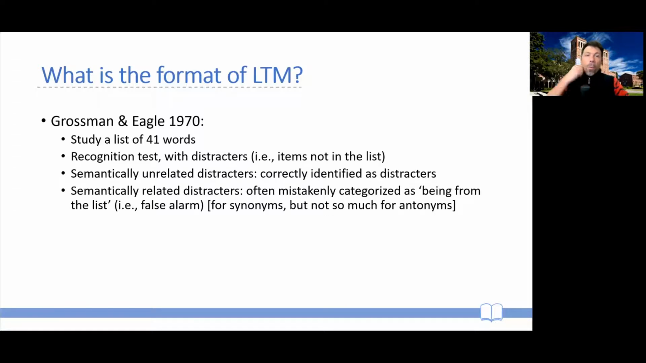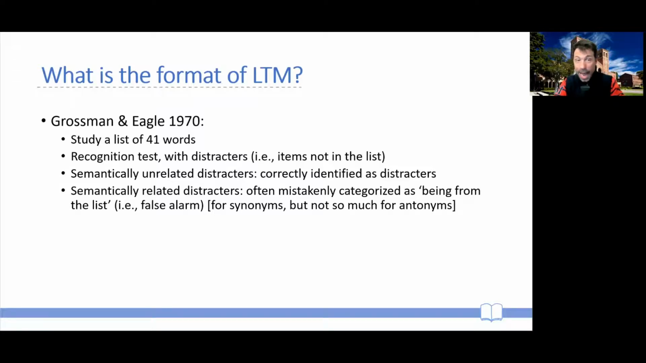Turns out, when the distractors were semantically unrelated, typically participants were pretty good at detecting them as distractors. So they didn't quite commit as many false alarm errors, meaning they didn't quite as often believe that semantically unrelated distractors were actually words that they had seen in the original list.